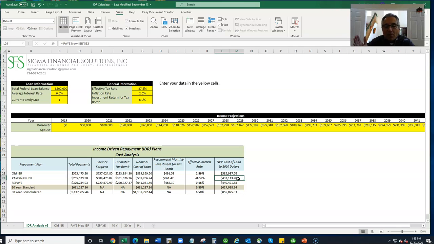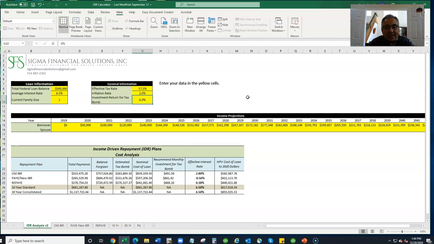So as I mentioned before, the net present value discounts all your payments, including the tax bomb, in this case $331,000, $32,000, and discounts them to the present day based on this inflation rate. So if I move this inflation rate higher, let's see what those numbers do. They actually drop. So if you have an inflation rate of 5%, then this value drops to about $269,000. In this situation, inflation is your friend.